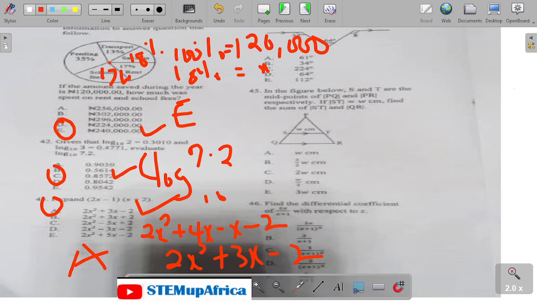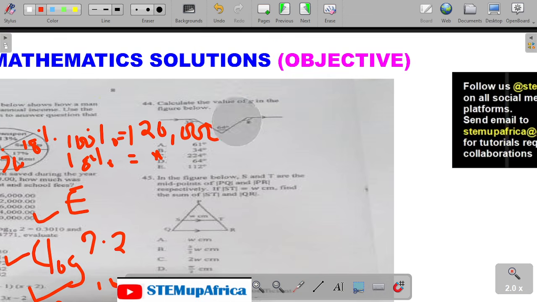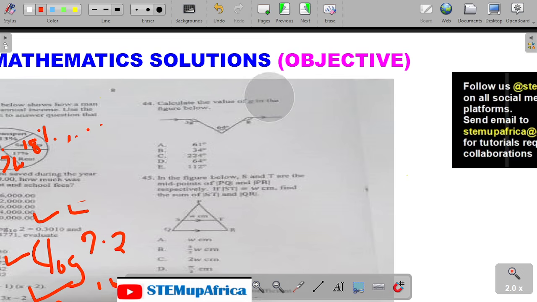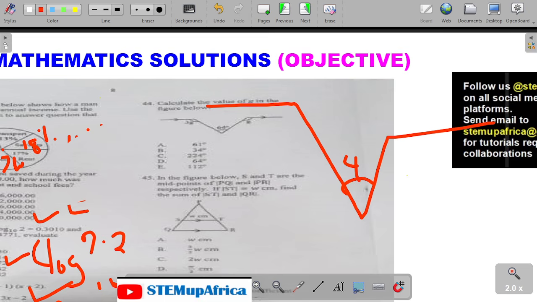Then let's go to 44. Where we have 64, we have something like this now. Here is 64 degrees. Okay, so this line and this line are parallel. I can draw. Here is 3G. Here is also 3G, alternate angles. Here is G. So what do we have here?